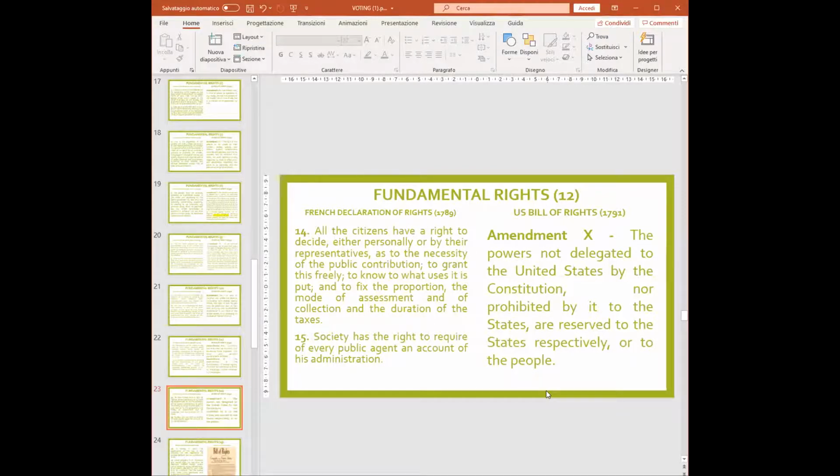So this is somehow the comparison between the French model, the French Declaration of the Rights of Man and of the Citizen, and the US Bill of Rights of the same time, same age, 1789, 1791.